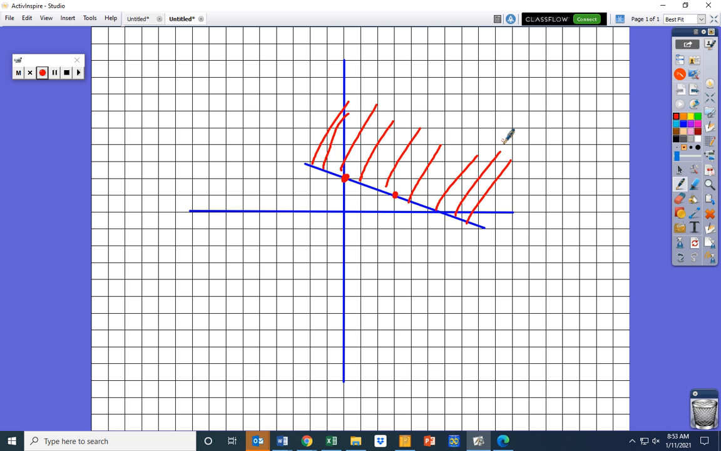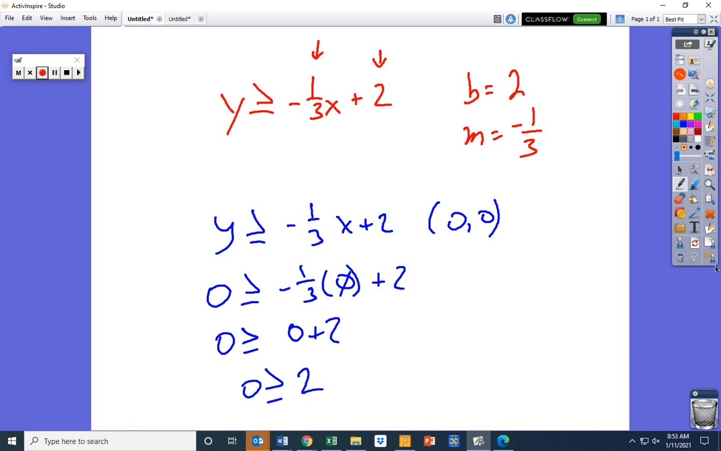Yeah, I can show you one that's true. Okay, I'll show you one that's true. You shade the side with the point that's true. Okay, so look, let's try this one. If I had this inequality, y is less than or equal to negative 3 over 2.